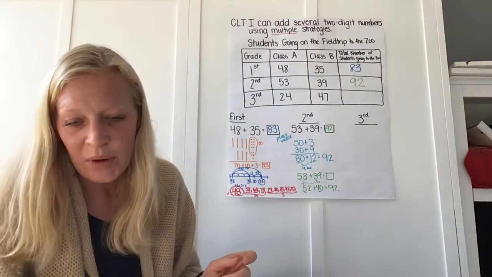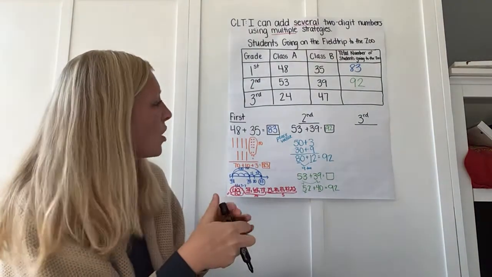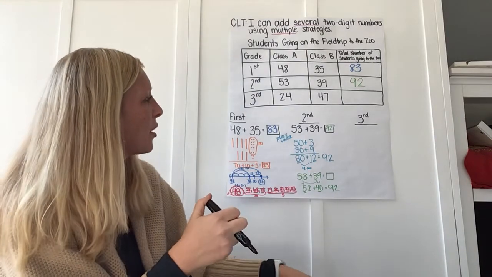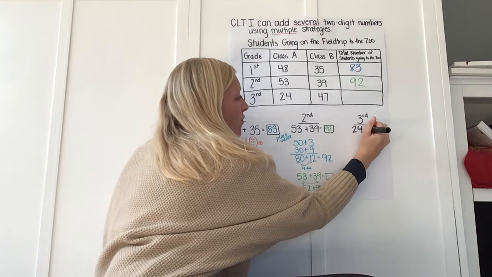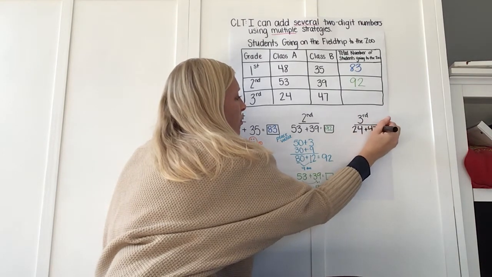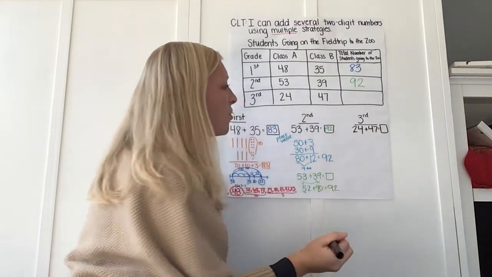What equation will we write to match this work if we're finding out the total number? You guys can tell me all together. 24 plus 47 equals blank.